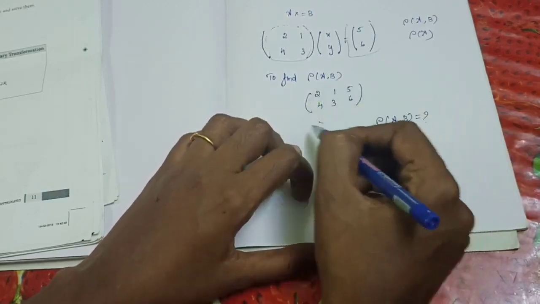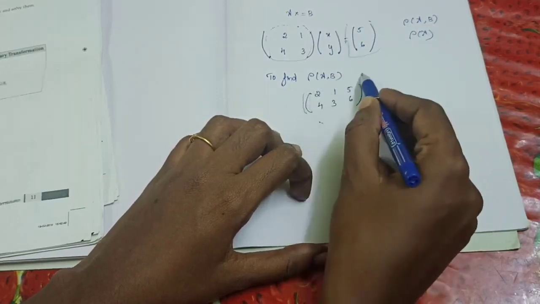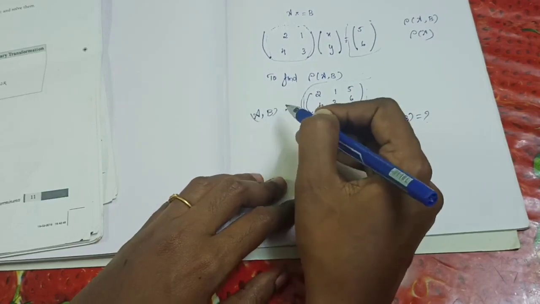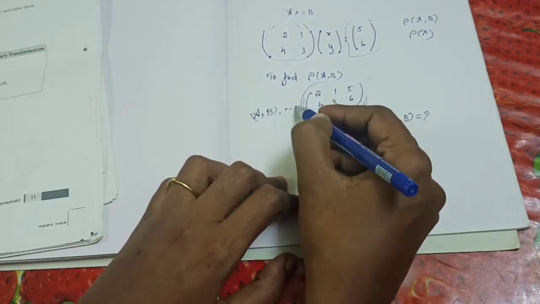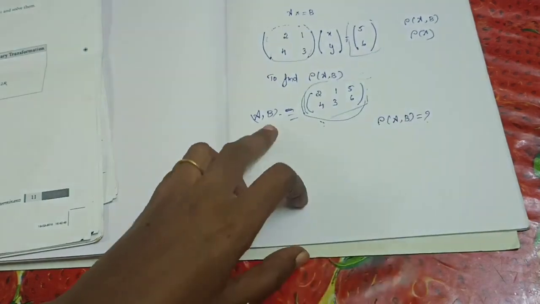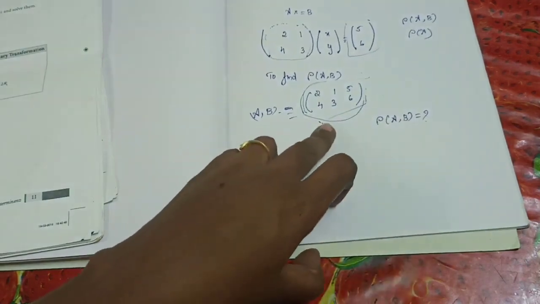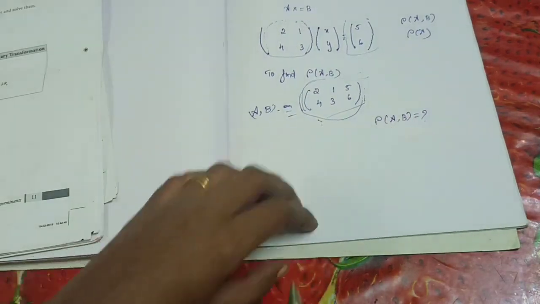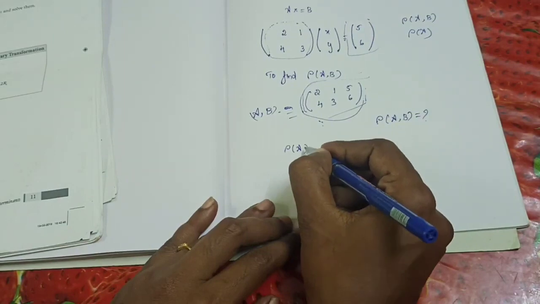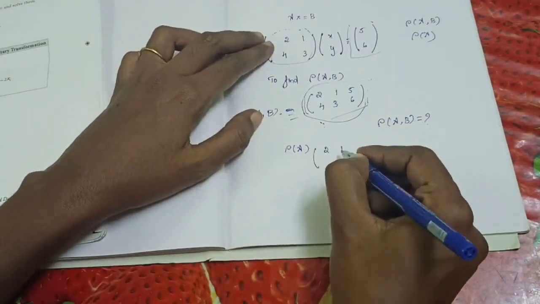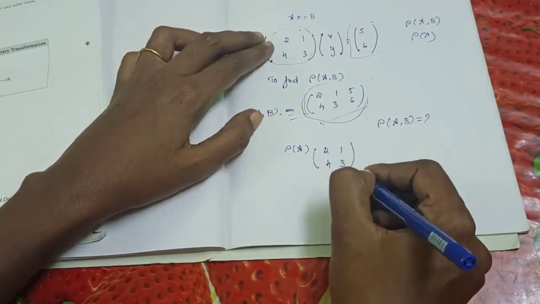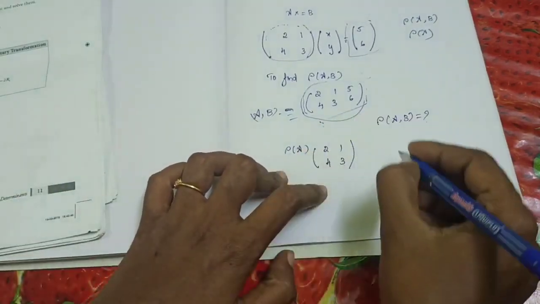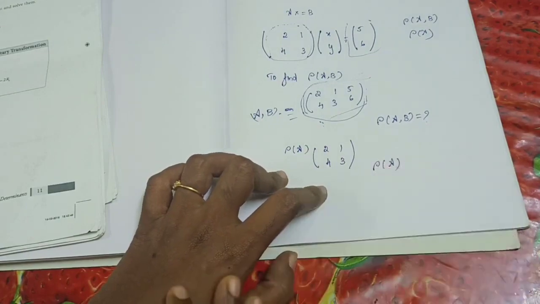You know how to find the rank of a matrix. This matrix, A comma B, we call the augmented matrix. When we find the rank of A comma B, we will get one answer. Then how will you find the rank of A? You take only matrix A, that is 2, 1 and 4, 3. When you find the rank of this matrix A, we get the value of rank of A.